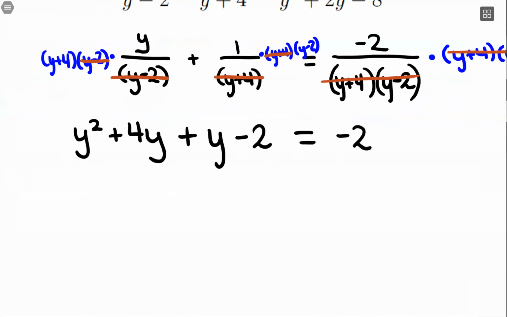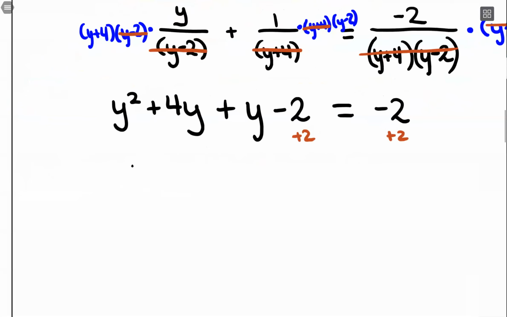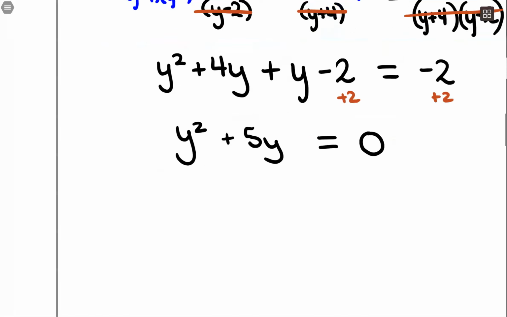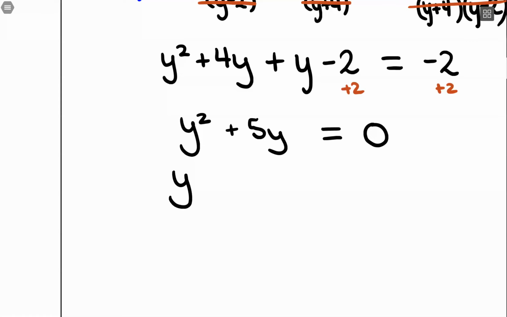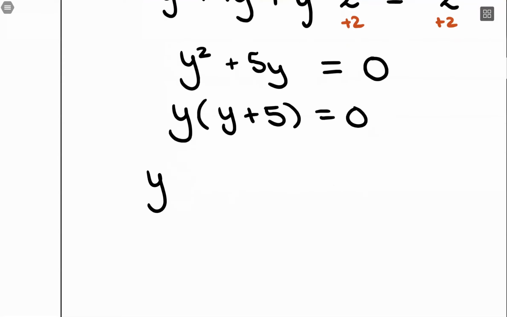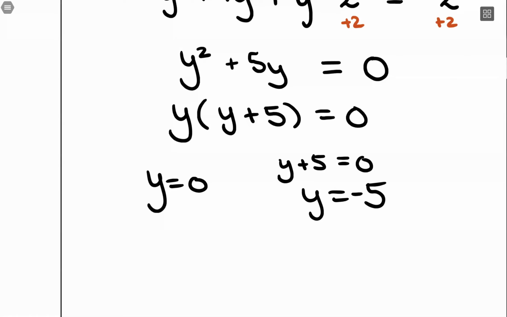So I'm ending up with something quadratic here. I need to add 2 to both sides, so I have 0 on one side of the equation. We have y squared plus 5y, and then negative 2 plus 2 is 0, and that equals 0. So factor out the common factor of y, and that would leave us with y plus 5. Now we can see we'll have a y equals 0 and y plus 5 equals 0, which would solve to y equals -5. Then we just need to check our solutions.